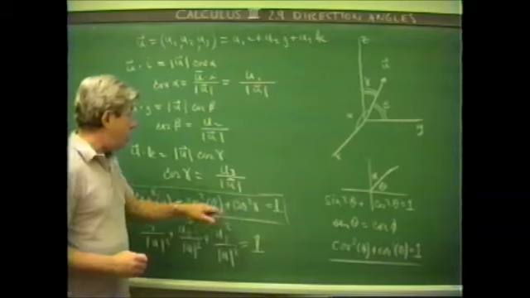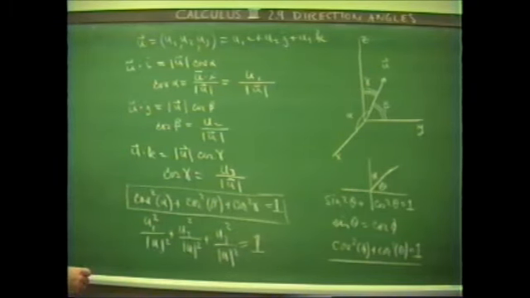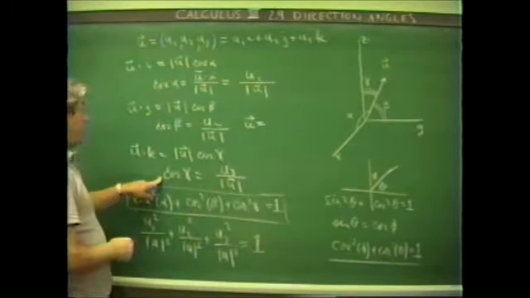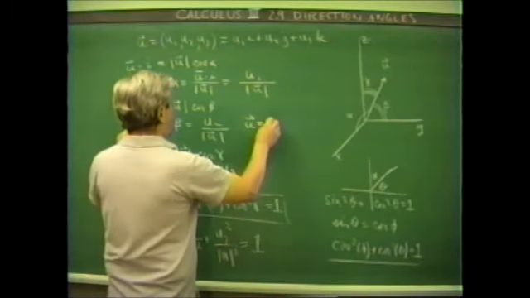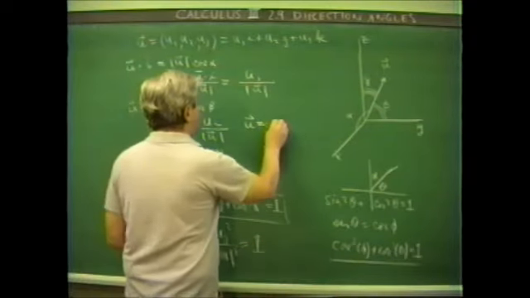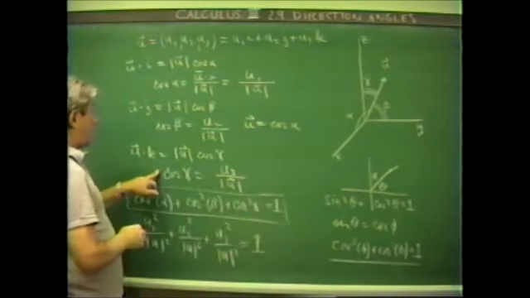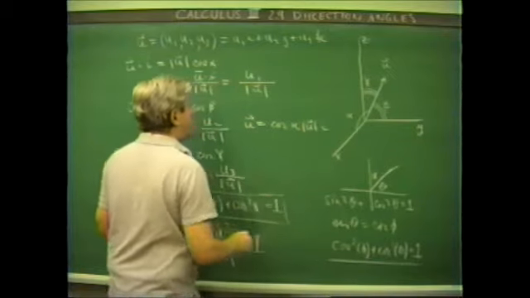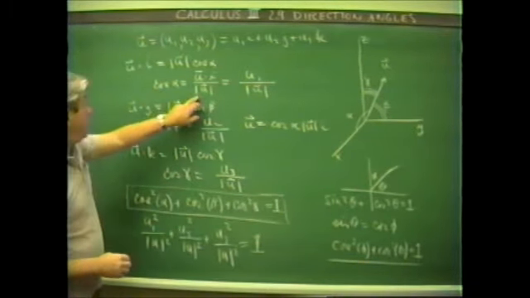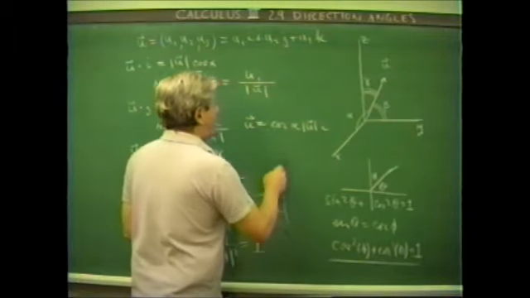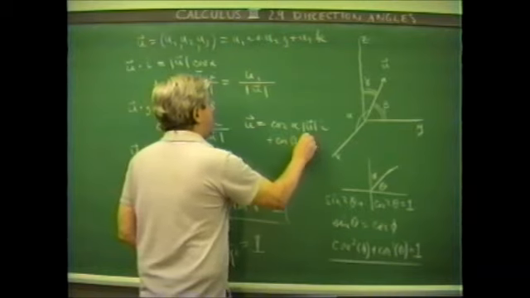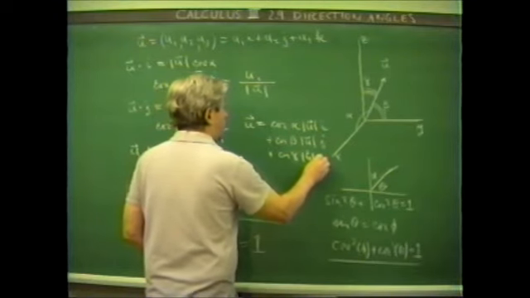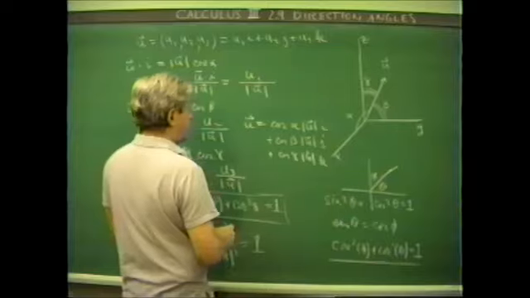Cosine squared alpha plus cosine squared beta plus cosine squared gamma is equal to 1. And now, it's also possible to write the vector u as follows. u is equal to cosine alpha times magnitude u times i, right? Cosine alpha magnitude u is u1. So cosine alpha magnitude u i plus cosine beta magnitude u j plus cosine gamma magnitude u k. Right.